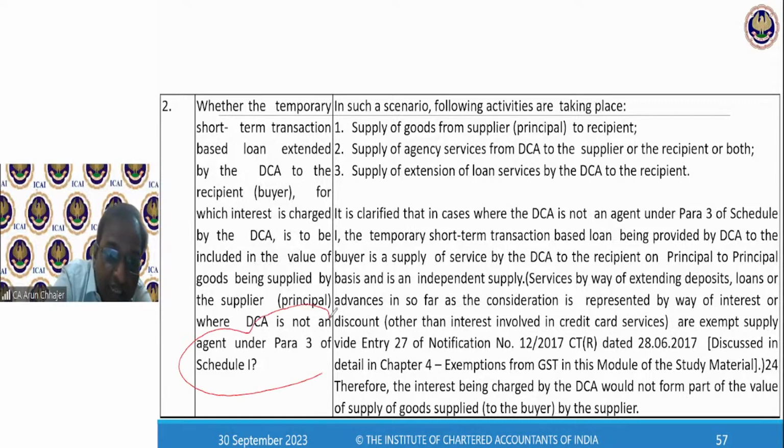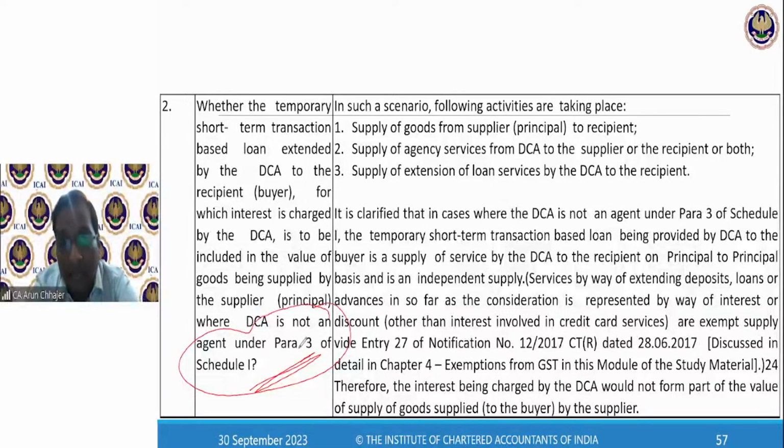If that DCA is not the agent under para 3 of schedule 1, then the invoice would be raised in the name of the principal. So would the invoice be prepared in the name of the principal or in the name of the DCA? When DCA is not the agent as per para 3, would the invoice be raised in the name of the principal or the DCA? Please give me the answer. Then I will move to this particular question.